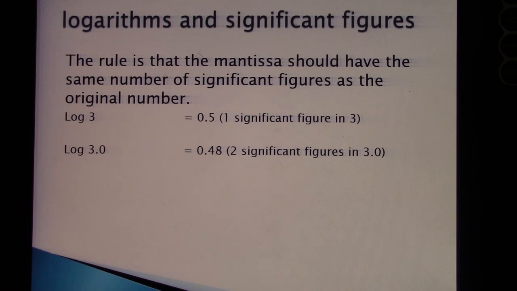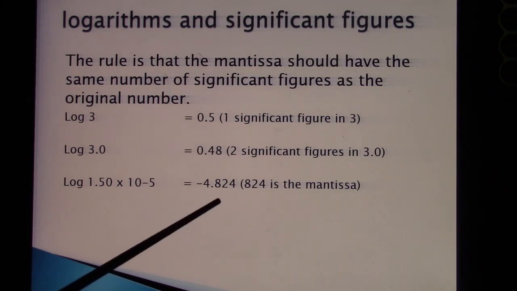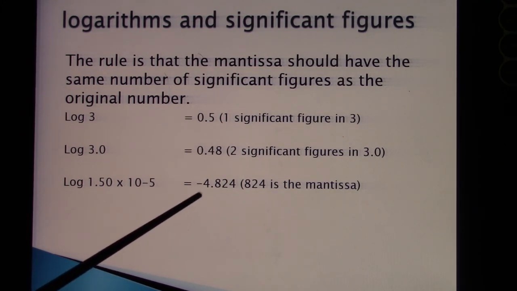If you type in log 3.0, 3.0 has 2 sig figs, so the mantissa has 2 sig figs, so that's 0.48. If you type that in, 1.50 has 3 sig figs, so the mantissa, which is 824, has 3 sig figs. So you should express it that way.